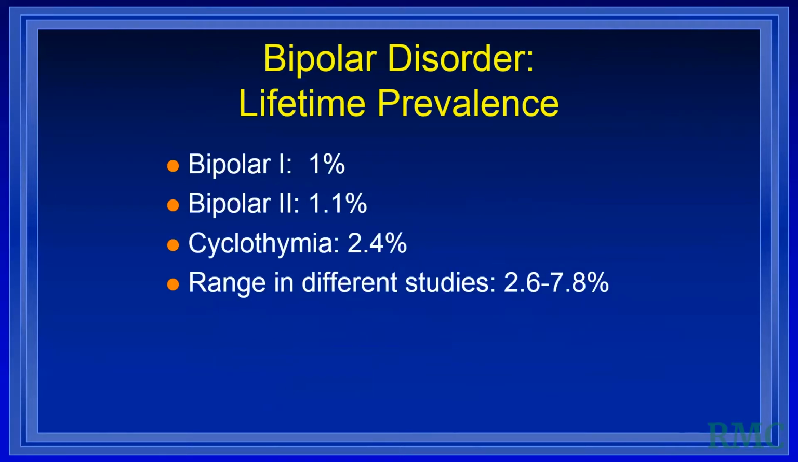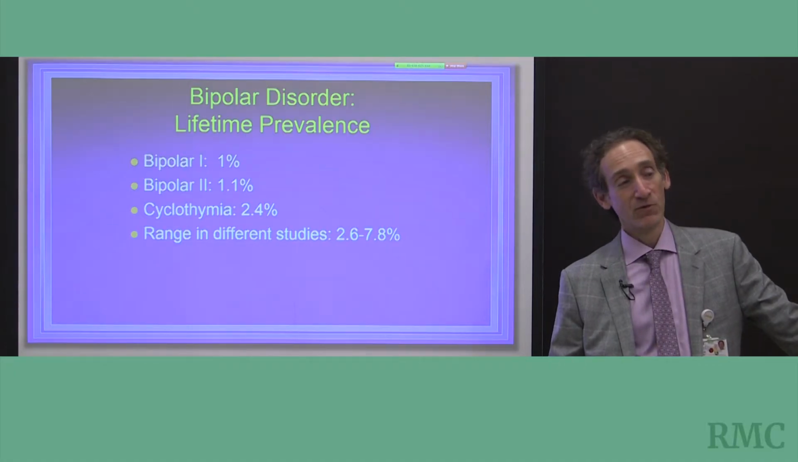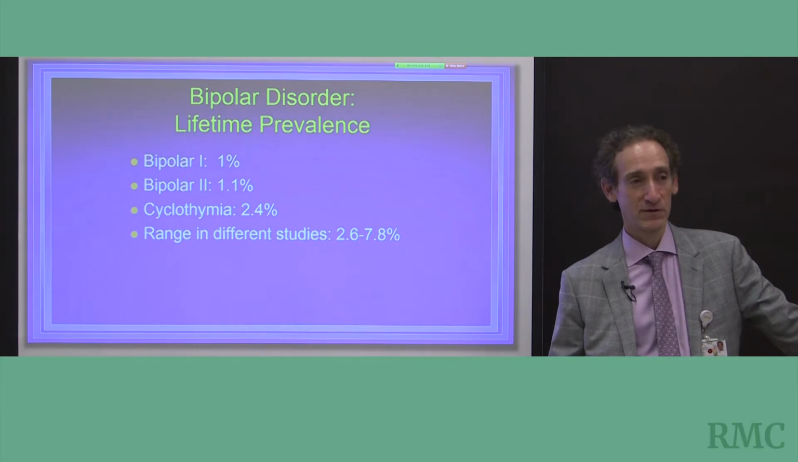Lifetime prevalence, bipolar 1, 1%. Bipolar 2, the old studies show 1.1%, but it's thought that the actual prevalence of bipolar spectrum disorders is anywhere from 2.6% at the minimum to 7.8% at the maximum. And my rule of thumb is basically that bipolar spectrum disorders exist in about 5% of the country.